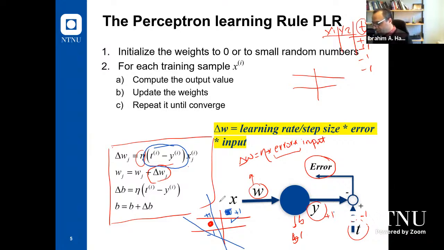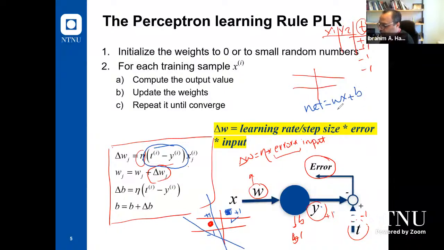So the perceptron learning rule is very simple. We need to compute the output each time. For each new example, we need to calculate the output. So for each input, we will calculate the error. We will calculate first the output. How can we calculate the output? By applying the equation omega x plus b. So simple: net equals omega x plus b.